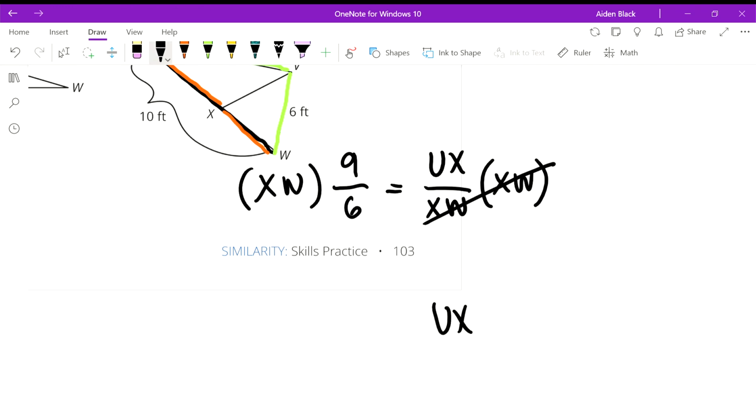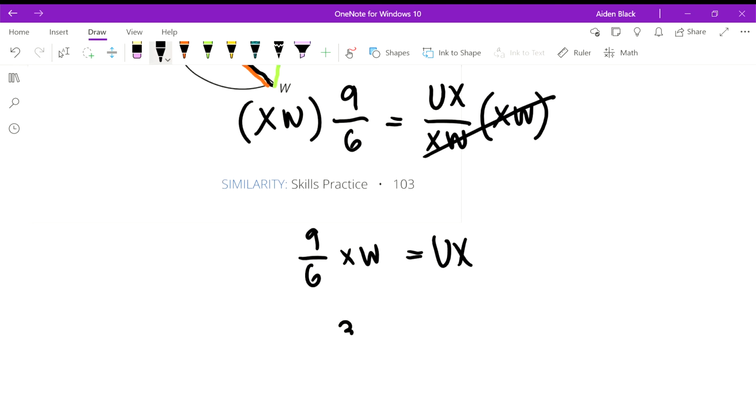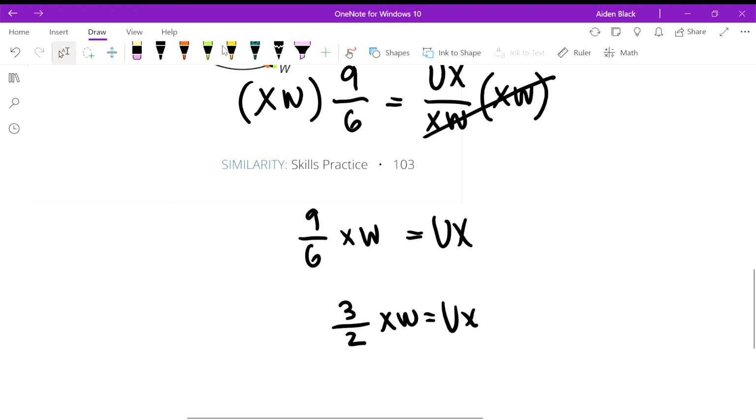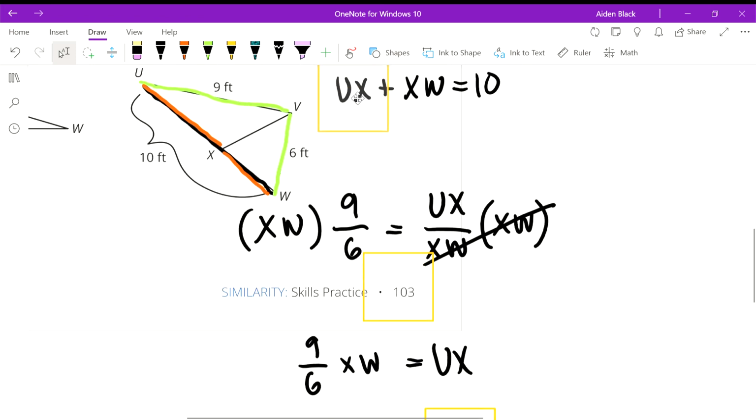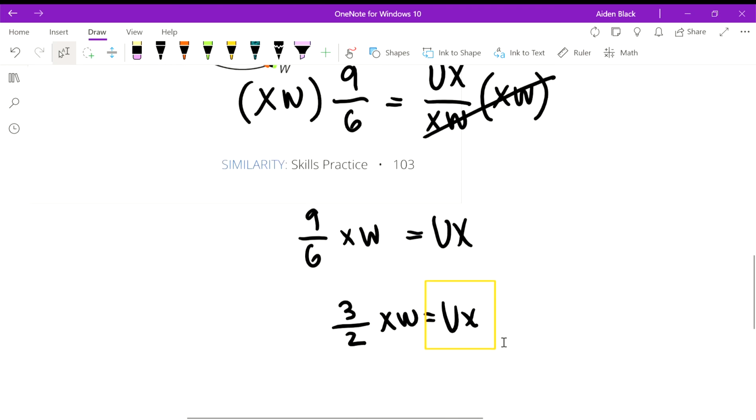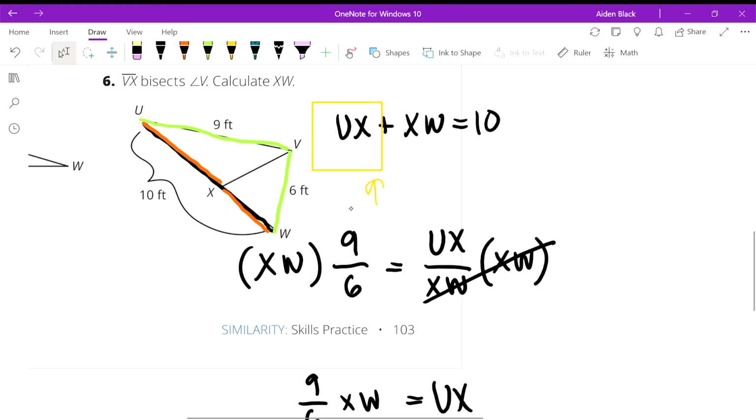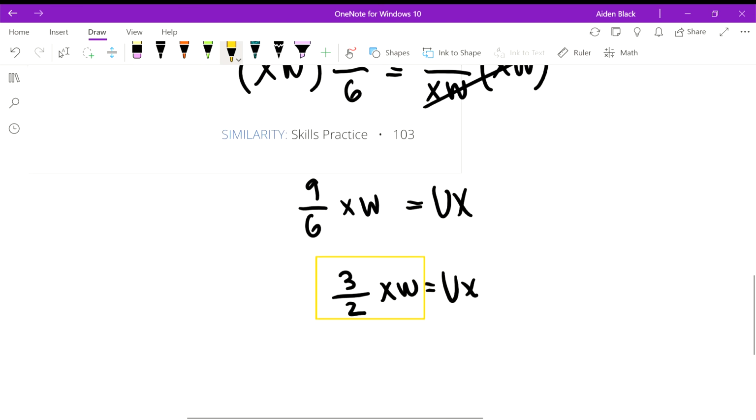So we end up with ux is equal to, and I'll rewrite it so that the 9/6 is in front, times xw. Now I'm going to simplify this because this is pretty easy to simplify, right? 3/2. Divide the top and the bottom by 3. You get 3/2 xw is equal to ux. Now, we have ux here. We also have ux up here, right? So what we're going to do is we're going to take what ux is equal to, which is this, and we're going to replace it up here. So we know that ux is actually equal to 3/2 xw.